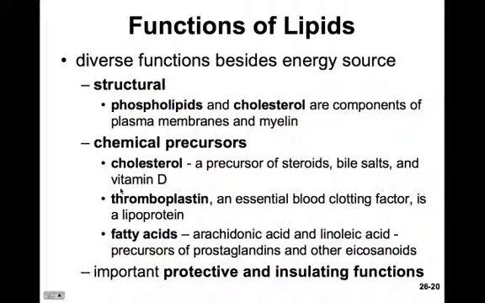Thromboplastin is a lipoprotein that's an essential blood clotting factor. And fatty acids also act as precursors for things like arachidonic acid and linoleic acid, which are precursors to the hormone prostaglandins and some other eicosanoids. Lipids also have a very important function in protecting and insulating cells, for example, myelin in the nervous system.